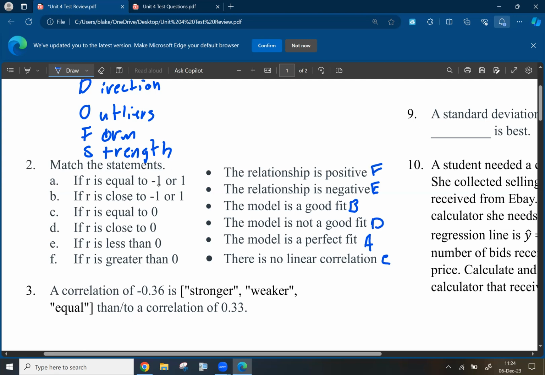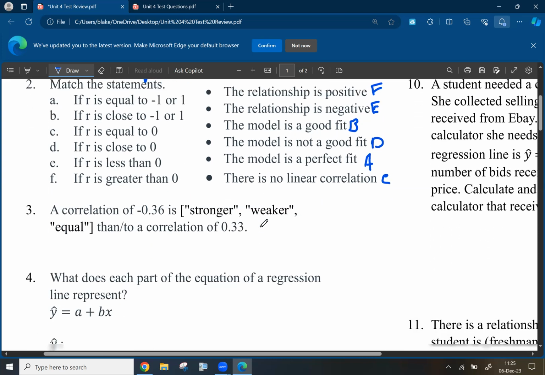So those are the associations there, right? That's the r value. Remember, the r value ranges from -1 to +1. And -1 and +1 are perfect correlations. And the closer you get to 0, the weaker that correlation gets. So that's the connection with all those.